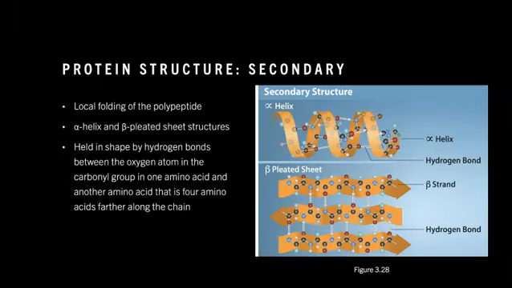Now for the secondary structure. This is just local folding that's going to take place in our polypeptide. So we have 2 most common forms, which are the alpha helix pictured here and the beta pleated sheet structure. The shapes are held in place by hydrogen bonds between oxygen atoms and carbonyl groups. And so depending on which amino acids are used in here will determine those bonds that take place to give either a beta pleated look or an alpha helix.